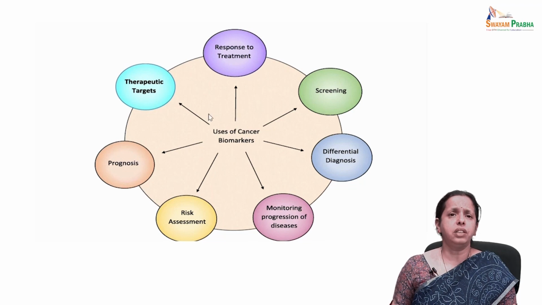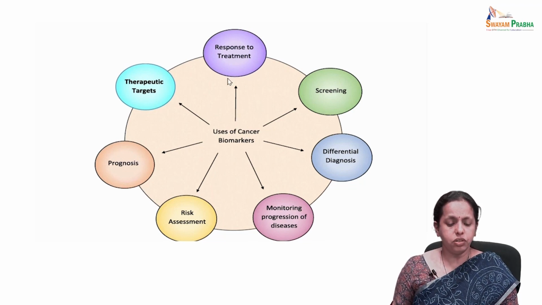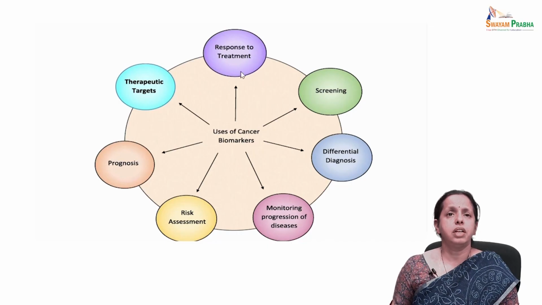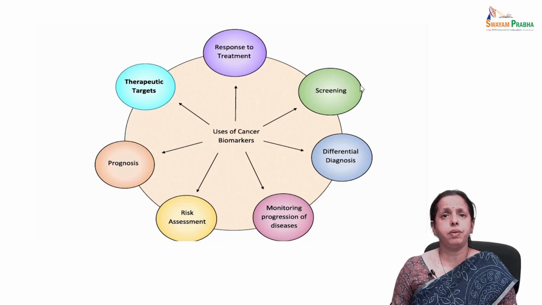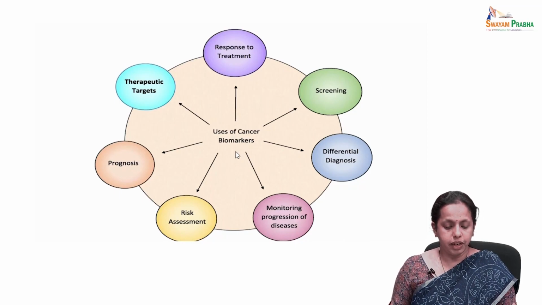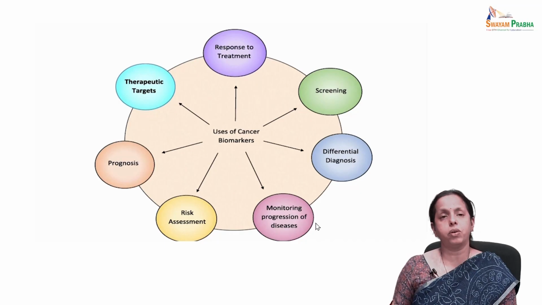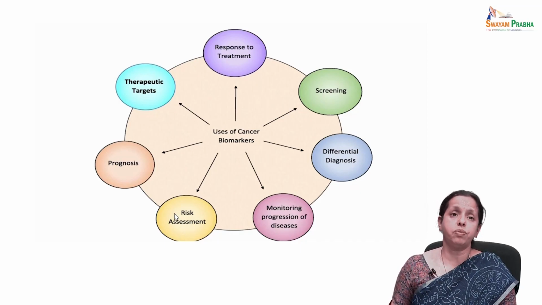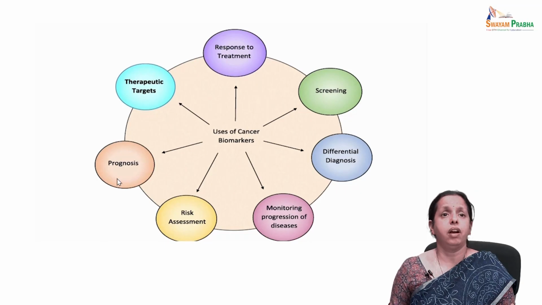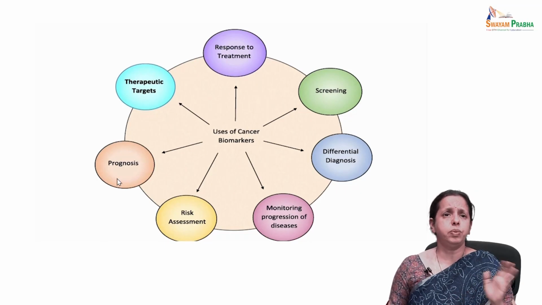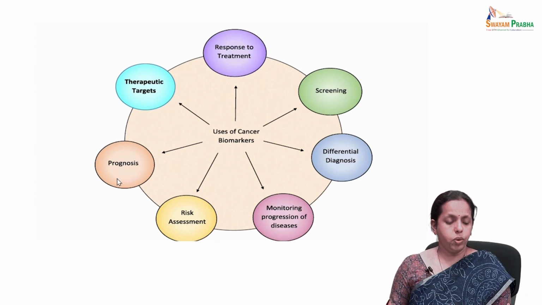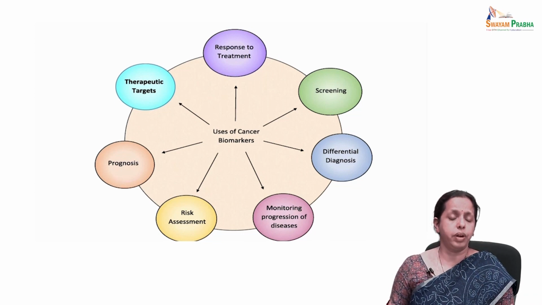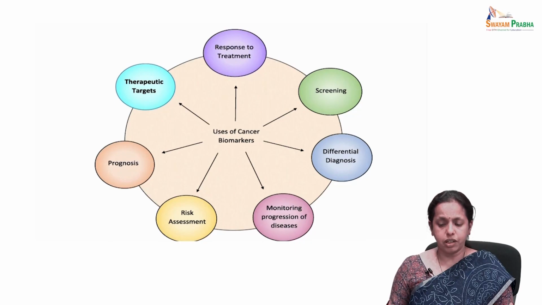Now, what are the different uses of your biomarkers? First, as I mentioned, to check response to treatment. Then your screening, very important, like I mentioned, your HPV virus. Then differential diagnosis. It might be used for monitoring the progression of disease. Can you use it for risk assessment? Yes. You have different biomarkers, and as we go towards the end of this session, we will really understand how we can categorize them.